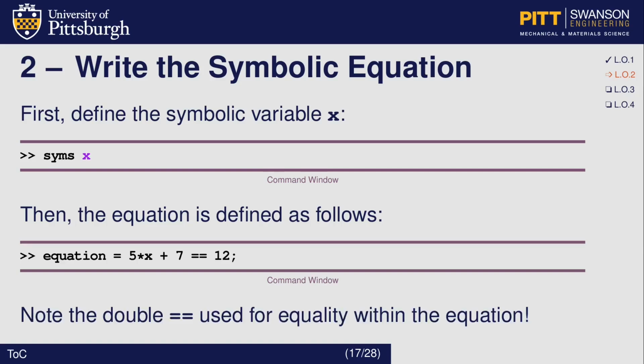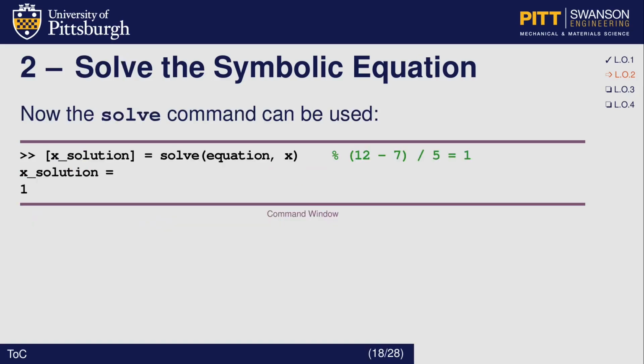Note here that the double equals sign is used for the equality within the equation itself. The single equal sign assigns the whole equation to the variable on the left. Now we can use the solve command to solve the equation. Thankfully, it is simple enough that we can also do the math ourselves, and we know that the answer should be x equals 1. This is the case as we see here.